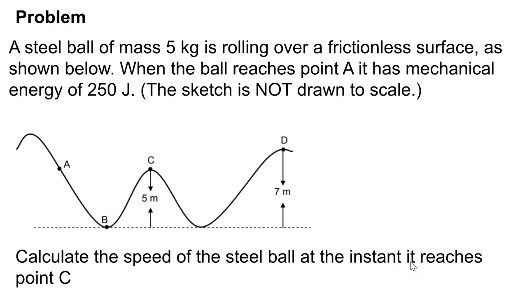And therefore, as a little bit of a breather, I got this problem mostly from an old grade 10 paper. A steel ball of mass 5 kg is rolling over a frictionless surface, as shown below. When the ball reaches point A, it has a mechanical energy of 250 joule. Now this sketch is not drawn to scale, so you cannot assume that A and C are at the same height. You need to calculate the speed of the ball at the instant it reaches point C, which you do know is 5 meters above the ground.